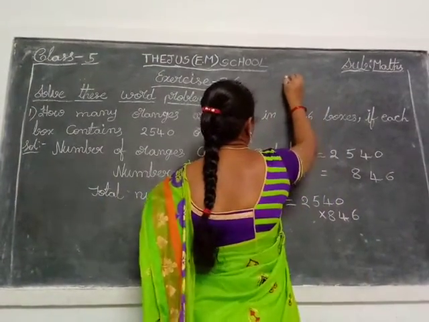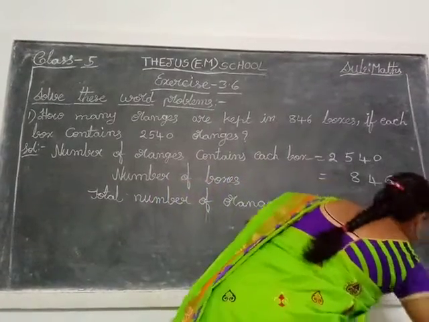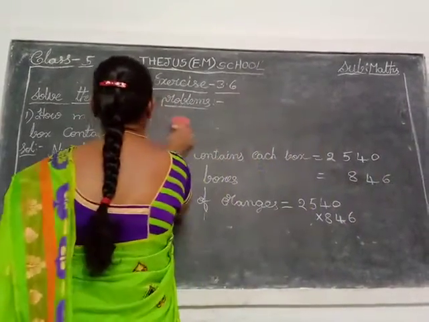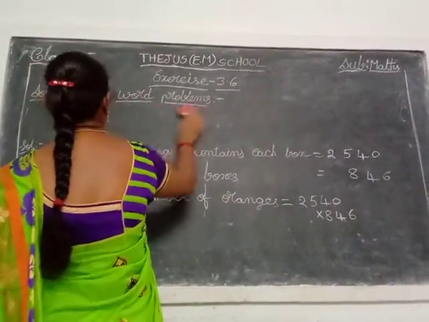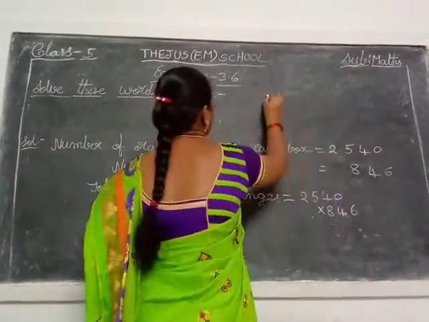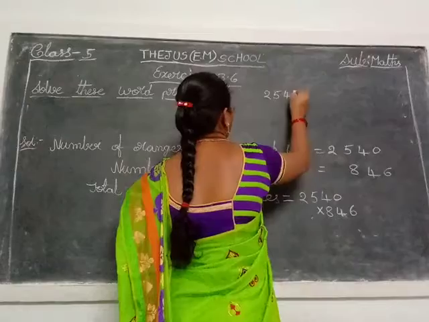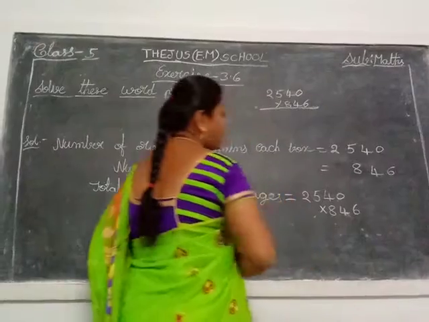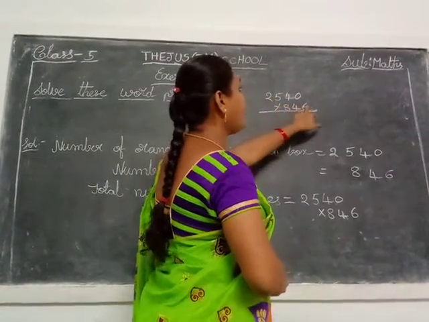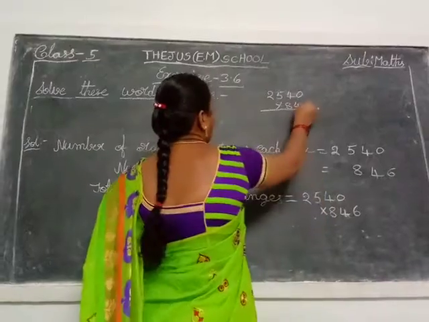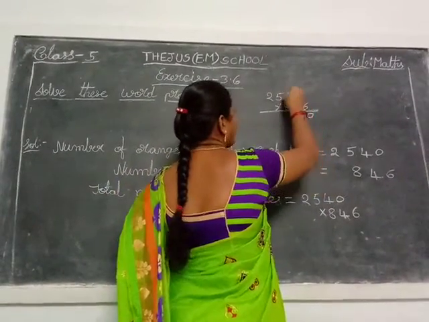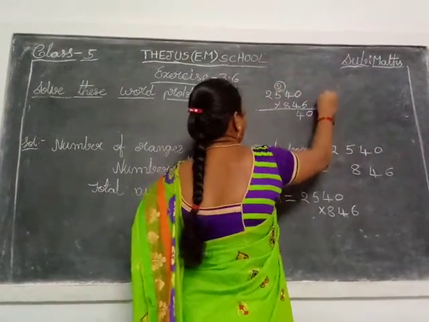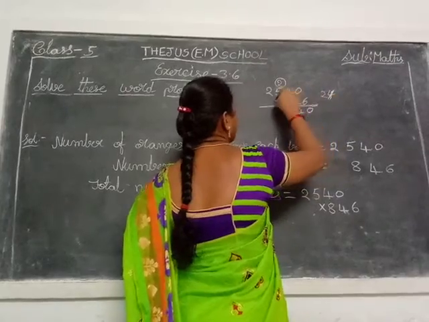See, I erase the question here, children. So do the multiplication, 2540 into 846. So do the multiplication in rough place. First, given number into 1's place number, 6 is there. So 6 zeros, 0. 6 4's are 24. So 4 right here, and this 2 goes to the next number upside.